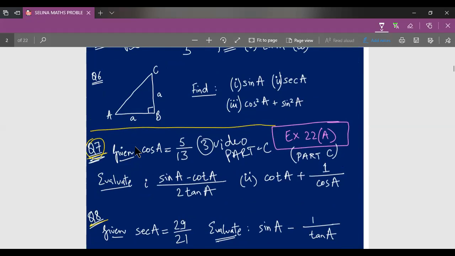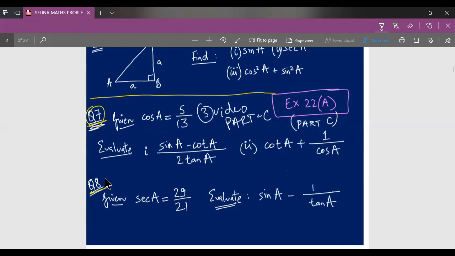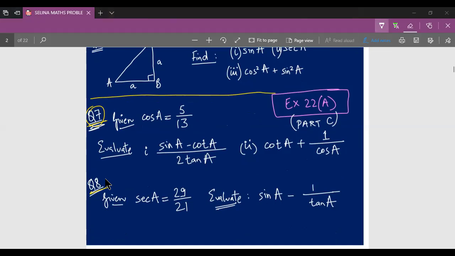The question number 7, the first question of our video today, states that cos A is equal to 5 upon 13. Okay, so I'll just make some space. Once we have made enough space, we'll start our question. Given cos A is equal to 5 by 13, evaluate the first part, which states sin A minus cot A upon 2 tan A. First of all, we'll write whatever information is given to us by the question.